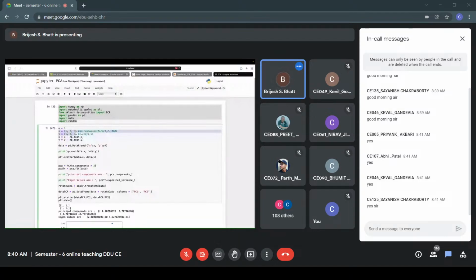And then what we do is first we remove the mean from the data. That is x minus np.mean, y minus np.mean. And once the mean is removed, we club the two columns and make it a data, the usual pandas DataFrame making. And then let's see how it looks in our data set.